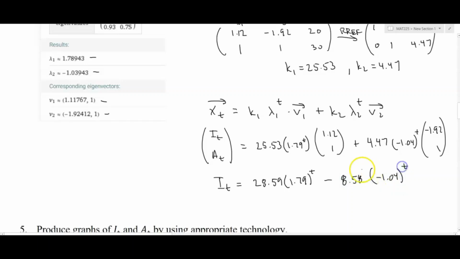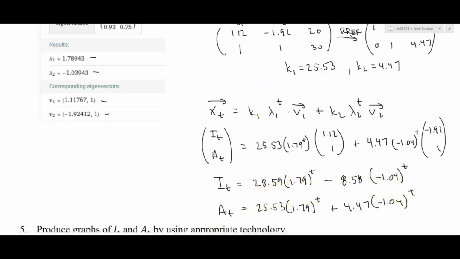to the t power. And A sub t, if I do the same thing, well, these just multiply ones. So I'll have 25.53 times 1.79 to the t. And this will be plus 4.47 times negative 1.04 to the t.